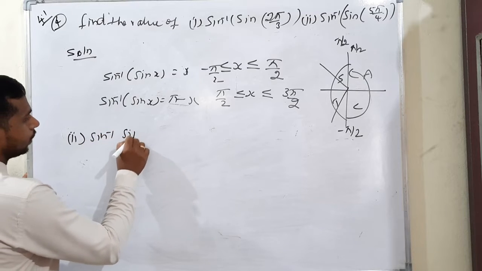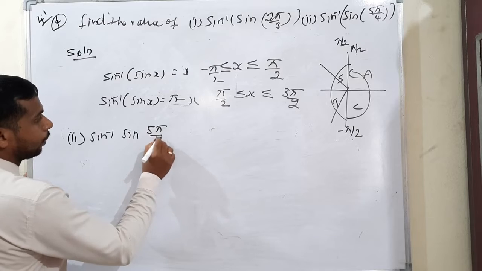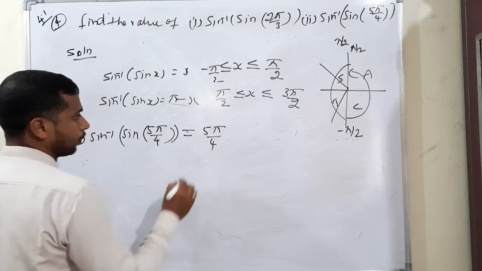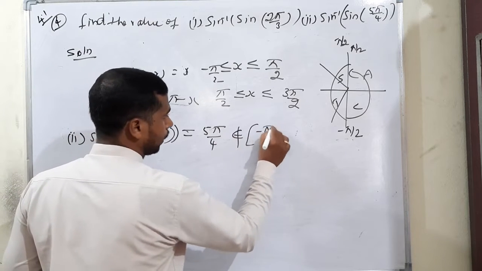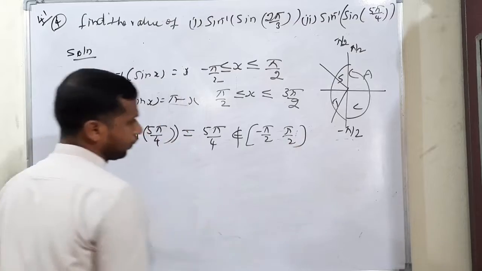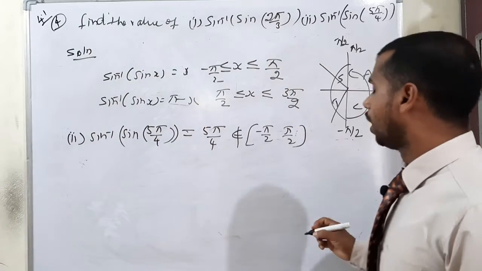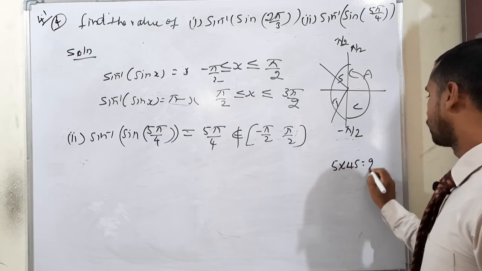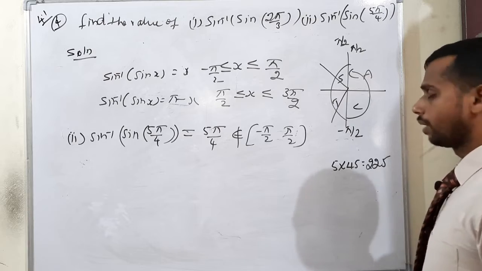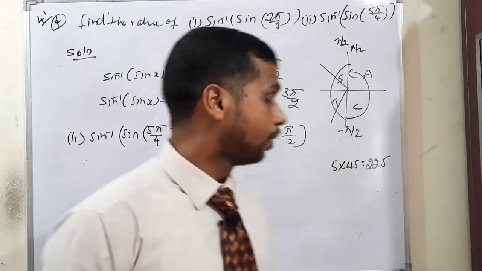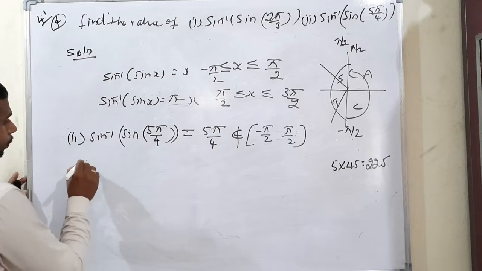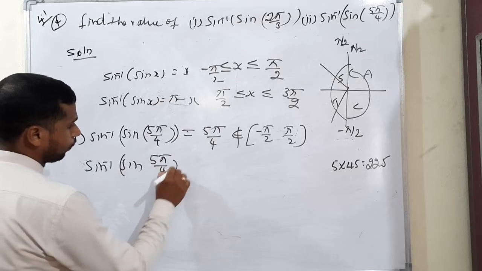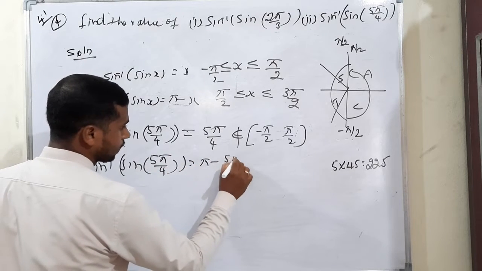Sine inverse of sine 5 pi by 4, isn't it? It is equal to 5 pi by 4. It does not belong to negative pi by 2 to positive pi by 2. How? Already we know what the value of pi is: 180. 180 divided by 4 is 45, isn't it? So 5 into 45 we can say is 225. It does not belong to negative 90 to positive 90. So the second case is pi minus x. Therefore sine inverse of sine 5 pi by 4 means pi minus 5 pi by 4.